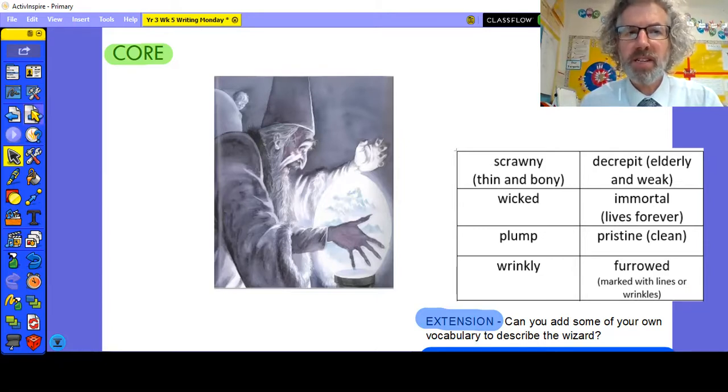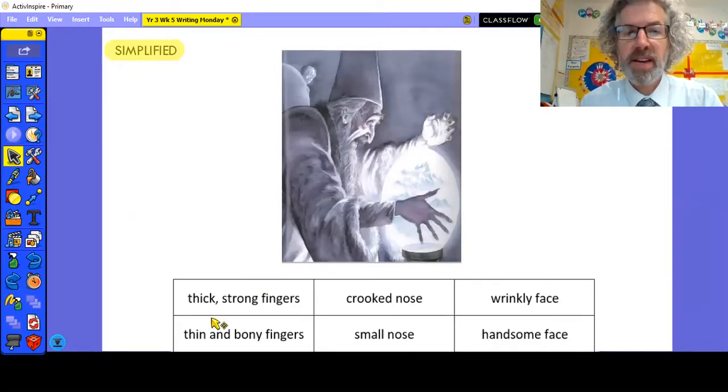If you'd like that task simplified, then I have actually created some of these noun phrases here that will help you, but not all of them are correct. So I've put thick, strong fingers, thin and bony fingers. You choose the correct one and add the label yourself. You can even cut out the label and stick it into the correct place on the sheet. So be careful to only use the correct ones because not all of them are applicable to this character.